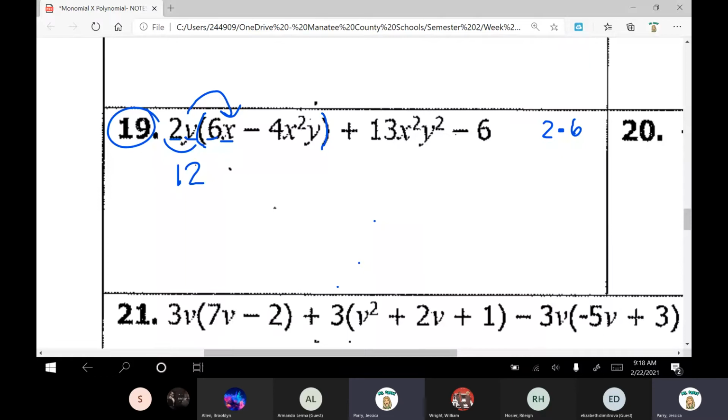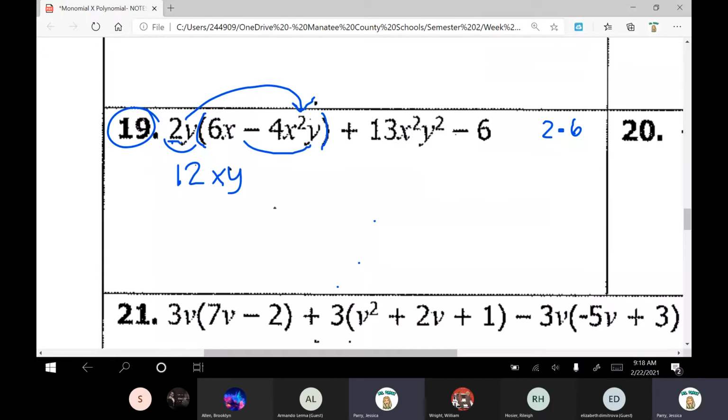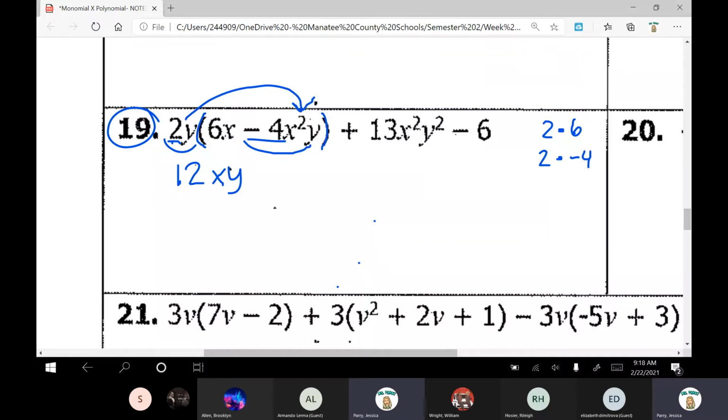But remember, standard form, it's got to go in alphabetical order. So first is the x, then the y. Okay, you guys should know your alphabet. That's one of your first things, but make sure you just put that in alphabetical order. Okay, so that first jump is done. Let's go on to our next jump, this 2y times all of this one here. So first let's do our coefficients. 2 times -4. So then we get a -8.